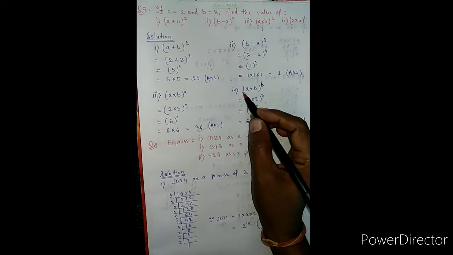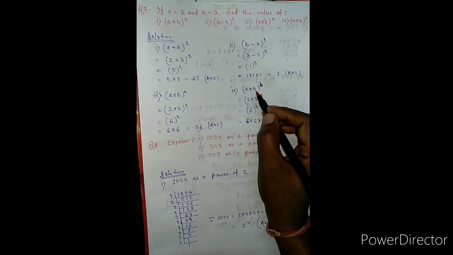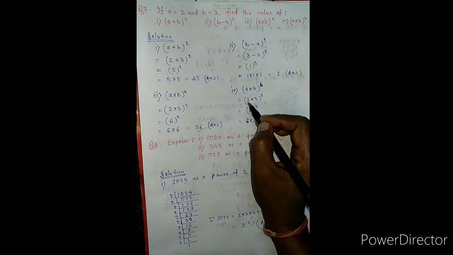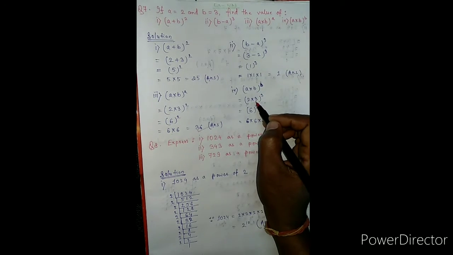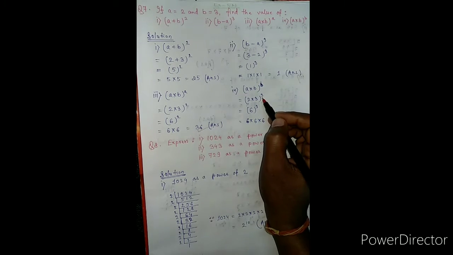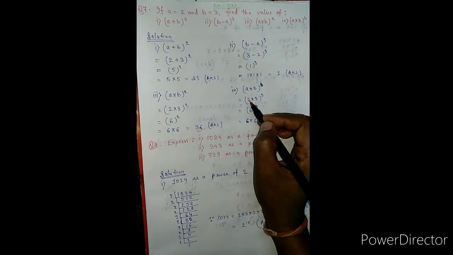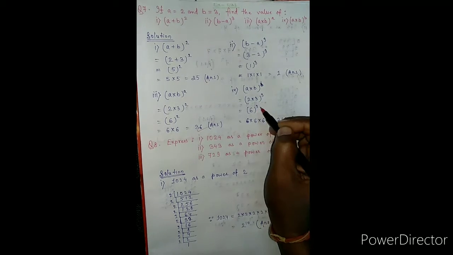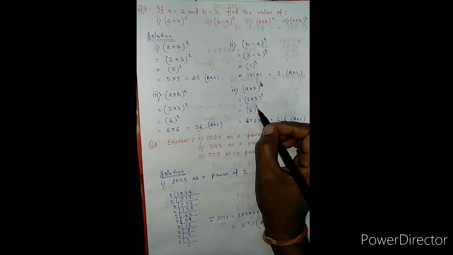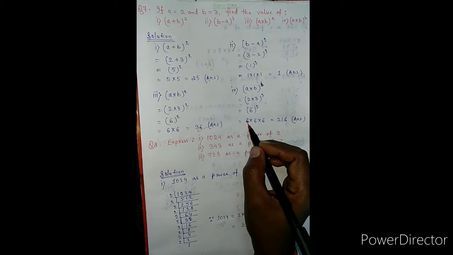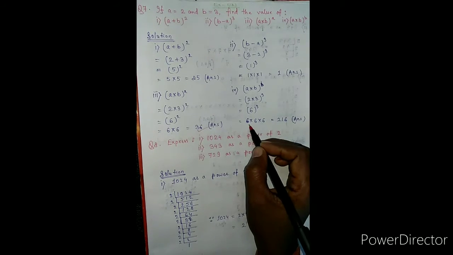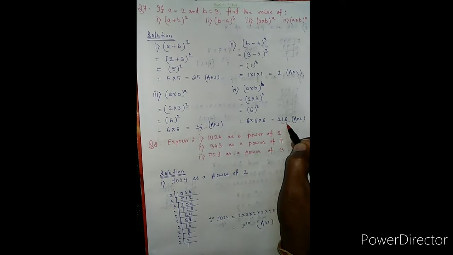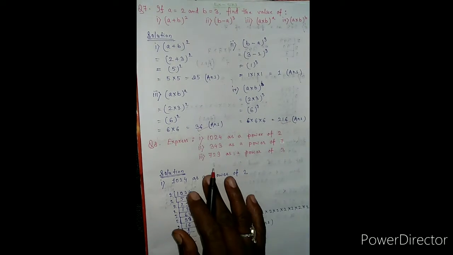Now question number 4, same, (a into b) and its power is b. Now here a's value is 2 and b's value is 3. So 2 into 3 becomes 6 and its power is 3. That means we have to write 6 three times and multiply it. So 6 into 6 into 6, after multiplying these three 6s we get 216. So this is the answer for this question.